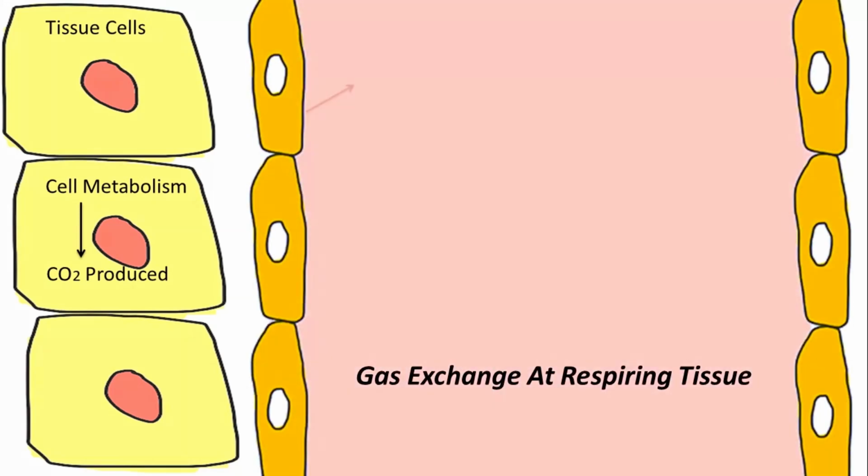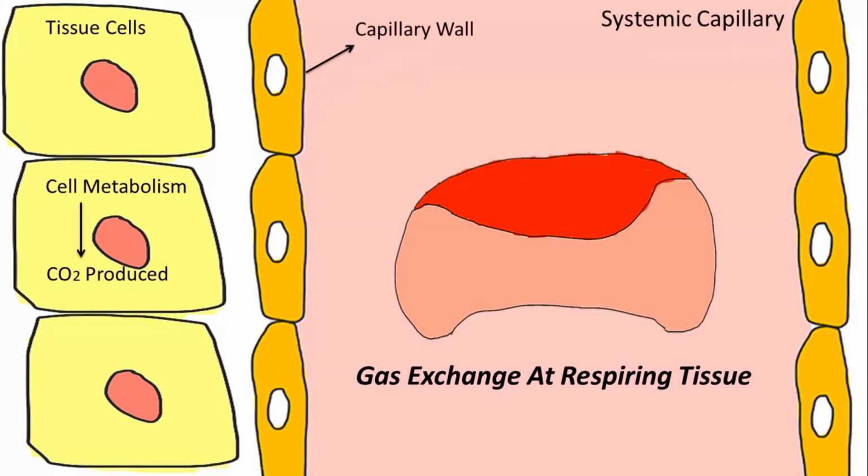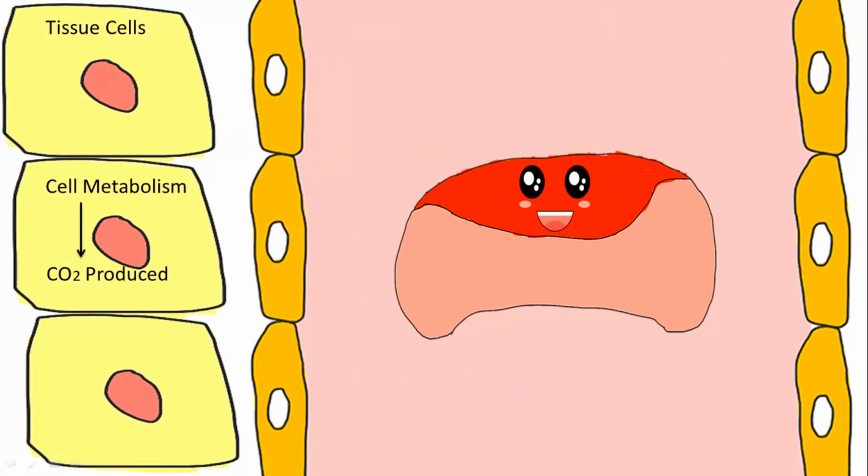It occurs by means of blood. So let's suppose this is a capillary wall and it is a systemic capillary. Systemic capillary means it is a capillary that surrounds our body organs, like it can be the liver or stomach or any body organ. And here comes our red blood cell. So how will this carbon dioxide be removed from our body cells?